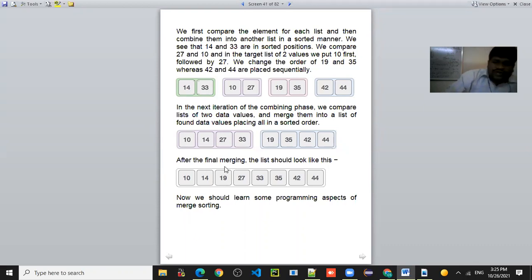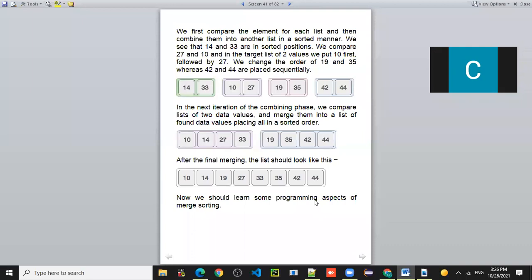After the final merge, the list should look like this, right? Now apply the final combination phase. The smallest element will be considered at the left side and the greatest element at the right side. So 10 is the smallest, then 14. After that the next smallest, 19. After that 27, 33, 35, 42 and 44. So this kind of sorting is called merge sort.